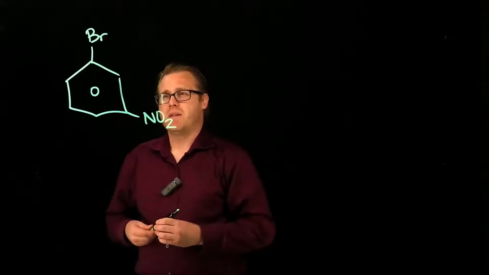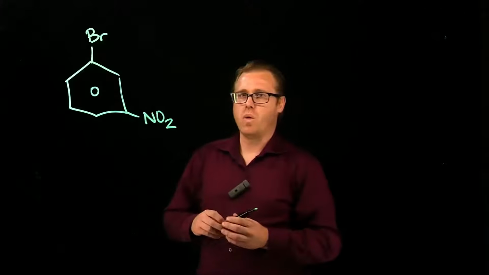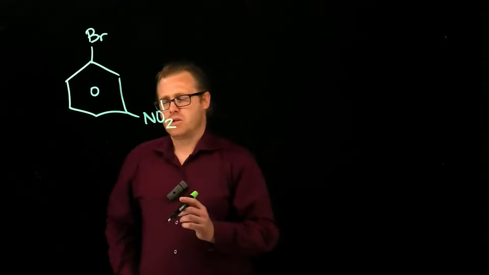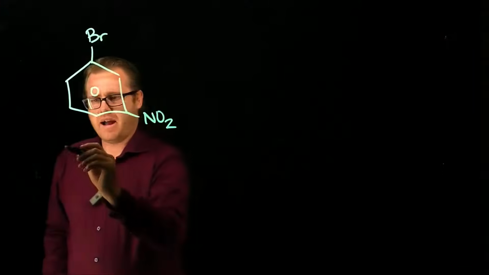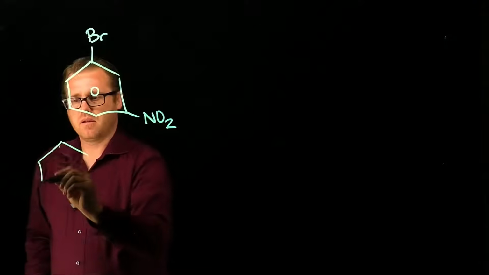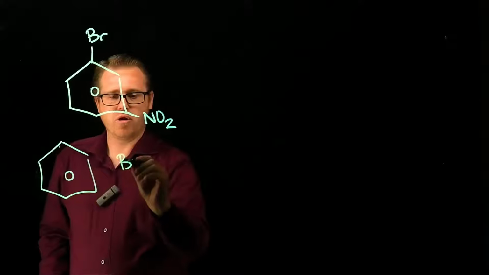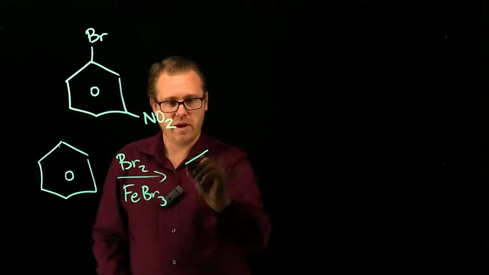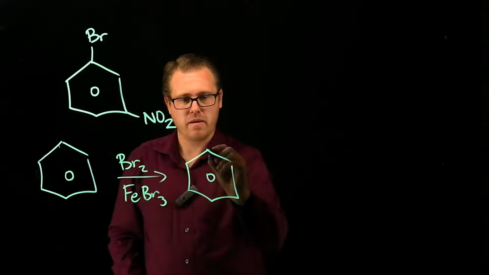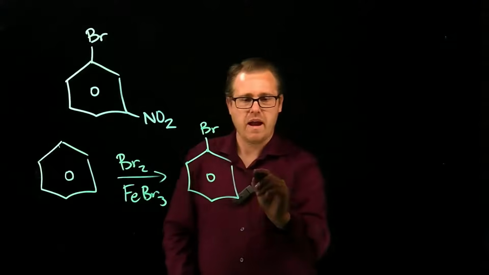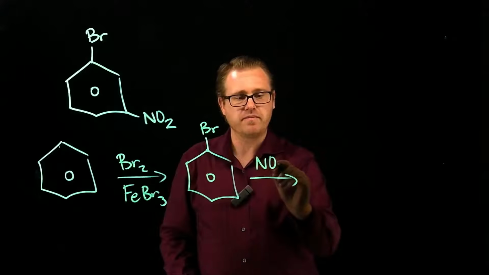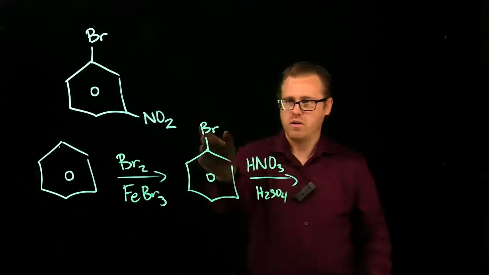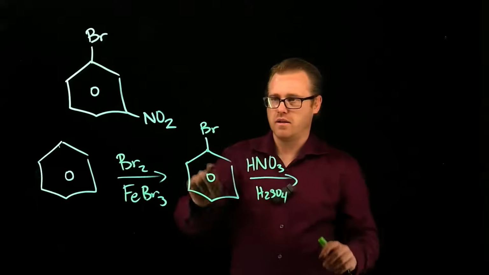Now, we have to be very, very careful in which order we add these groups. So let's just think through this. If I started with a benzene and I did the bromination first, we would then get the bromine, right? Right there. Perfect. And then if we try to do the nitration with some sulfuric acid, what would our product look like?